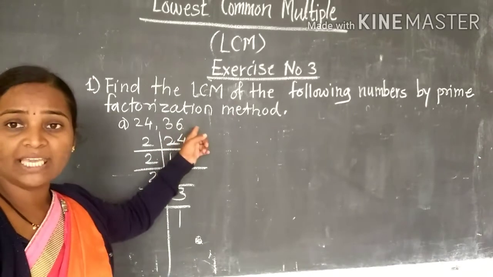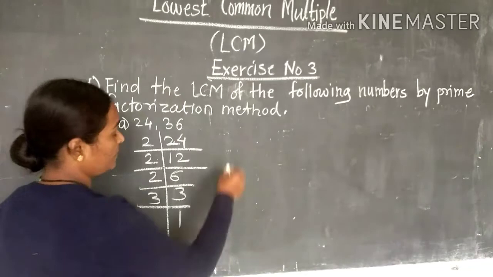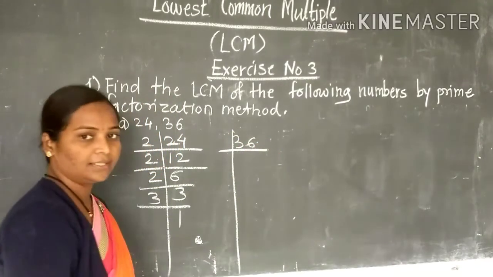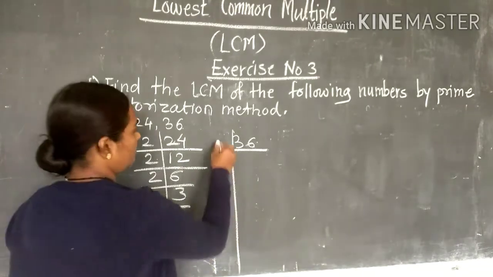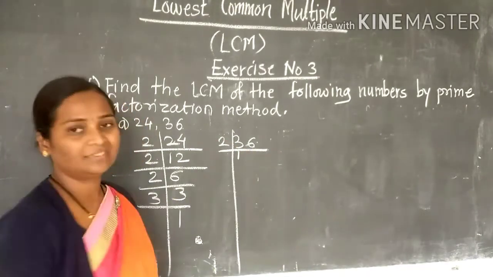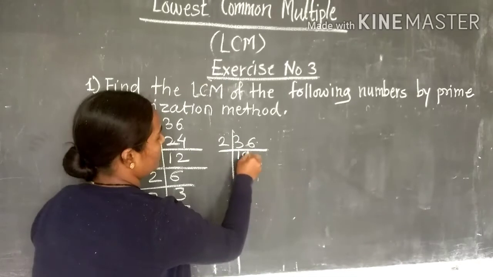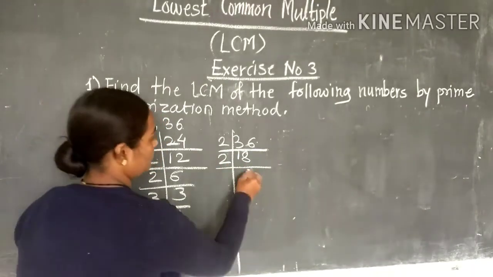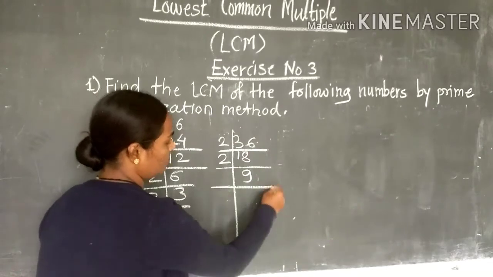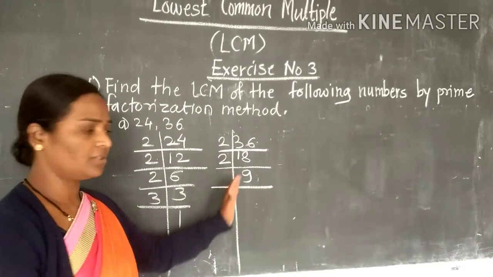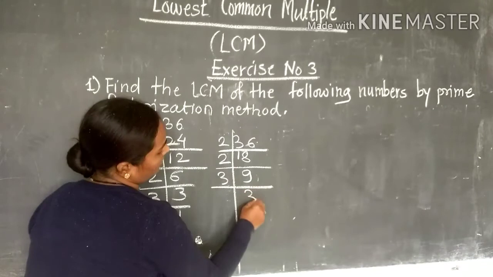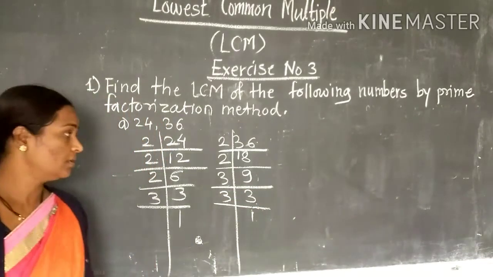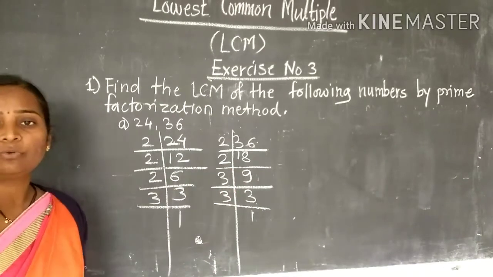Now I have to take this number, that is 36. You should do it with me, then you will understand. You have to divide this number. 2 1s are 2, then 2 8s are 16, now 2 9s are 18. Write the quotient here. After division, 3 3s are 9 and 3 1s are 3. So here what I have got is 2 into 2 into 3 into 3.